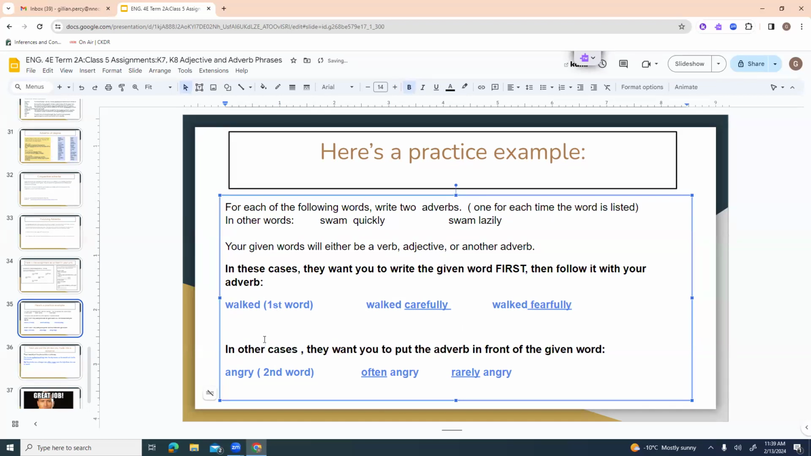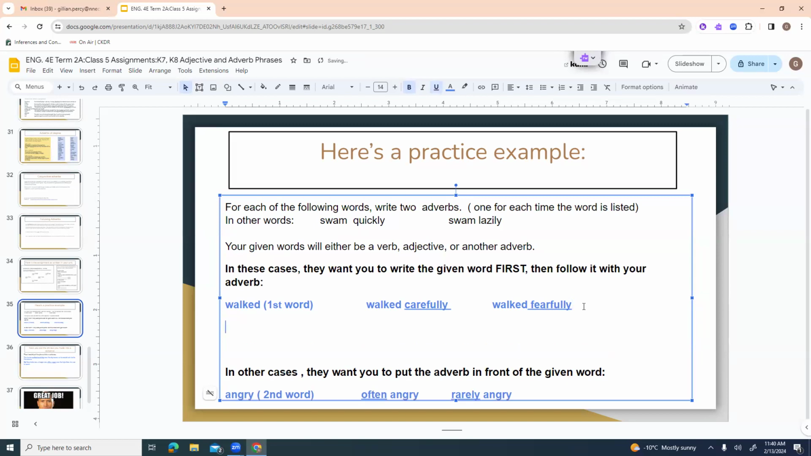In other cases, they want you to put the adverb in front of the given word. So if they say angry second word, that means it's going to come second and another word is going to come first. So like often angry, rarely angry. Let's try a few more just to kind of get the idea across. I thought it was confusing anyways.